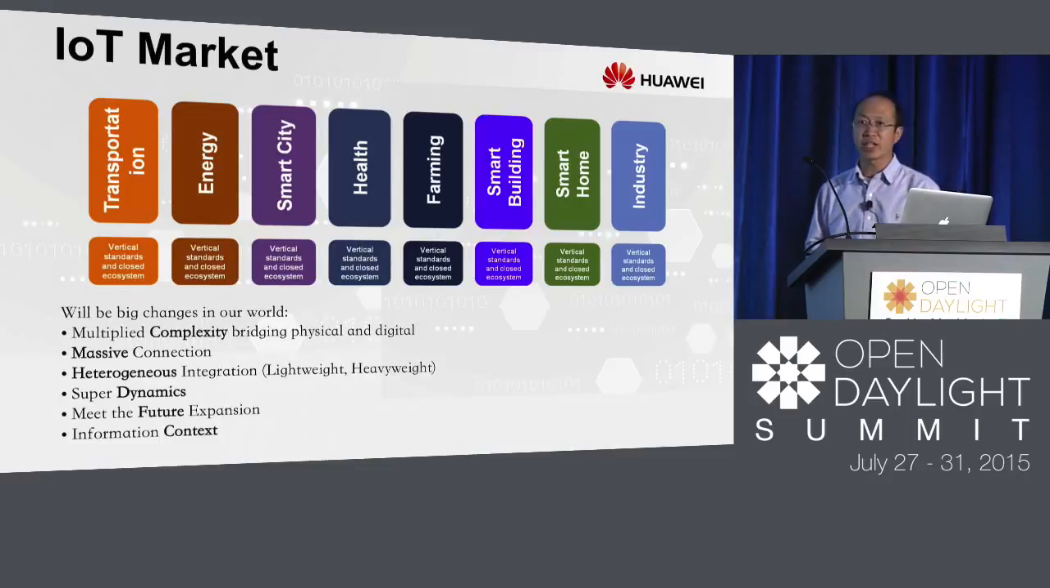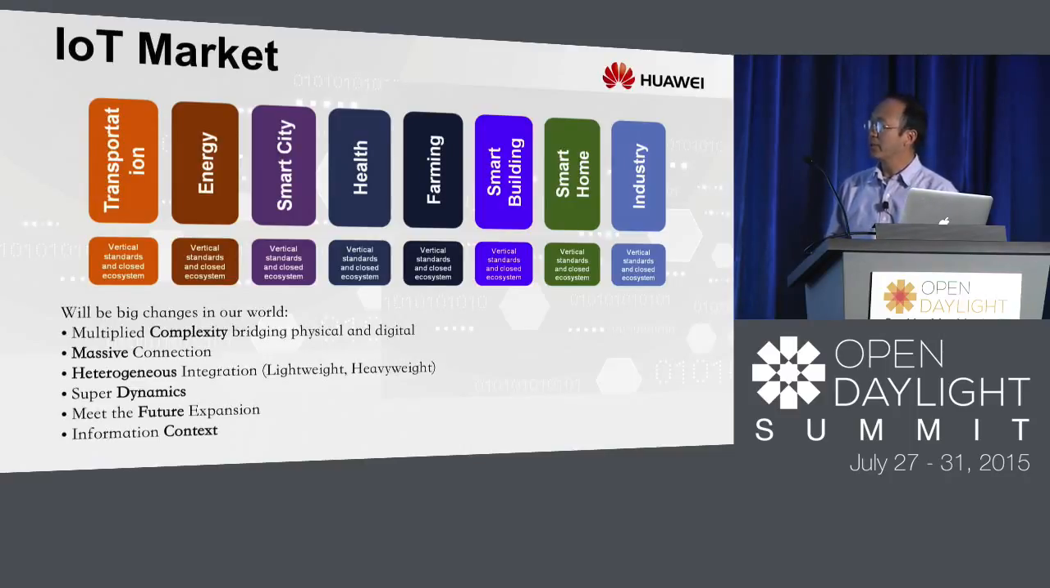And also there are massive connections. It's not just 1 trillion or 20 billion devices being connected. It is beyond whatever current imagination we can handle. And certainly heterogeneous connection integration. It's not that one vendor will dominate one area, or dominate the whole IoT area. It covers a lot of industry areas, vertically and horizontally. Super dynamics means devices will join and move, as well as migrate across the space domain.